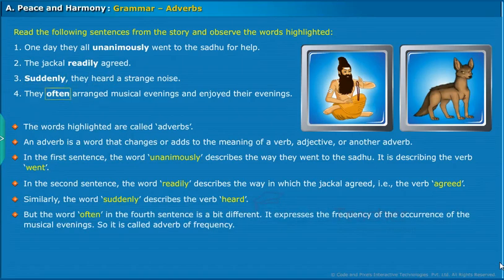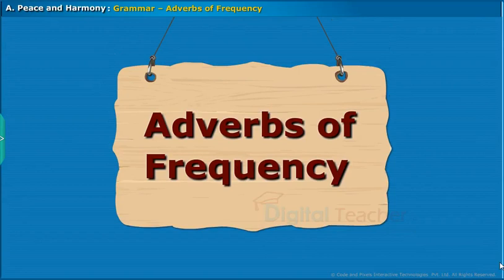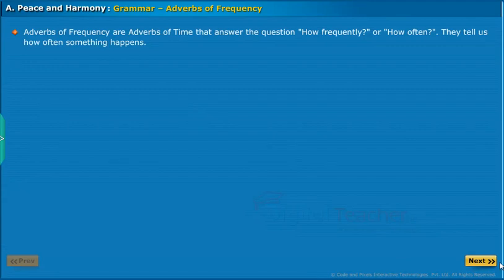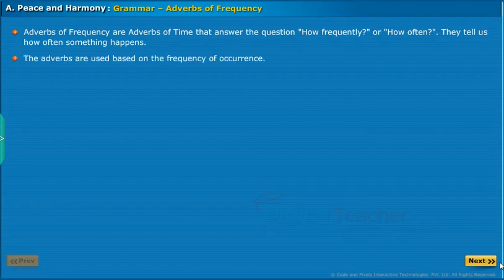But the word often in the fourth sentence is a bit different. It expresses the frequency of the occurrence of the musical evenings. So, it is called adverb of frequency. In this section, we will learn about the adverbs of frequency. Adverbs of frequency are adverbs of time that answer the question, how frequently or how often? They tell us how often something happens. The adverbs are used based on the frequency of occurrence. A few adverbs of frequency are given below.